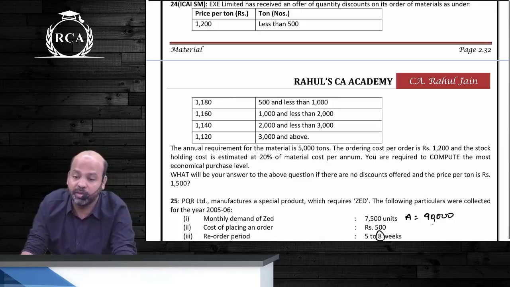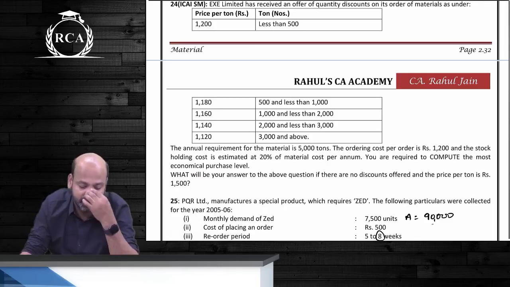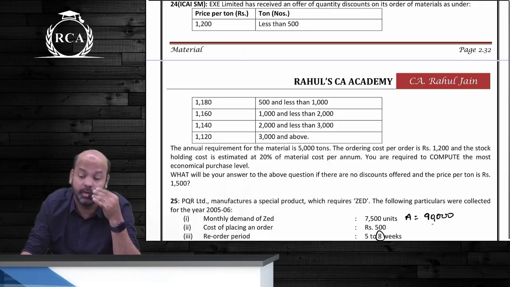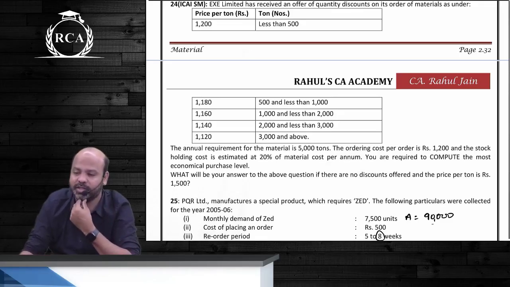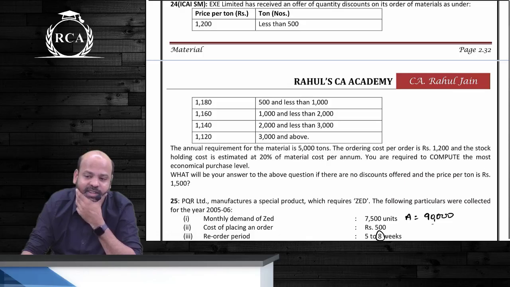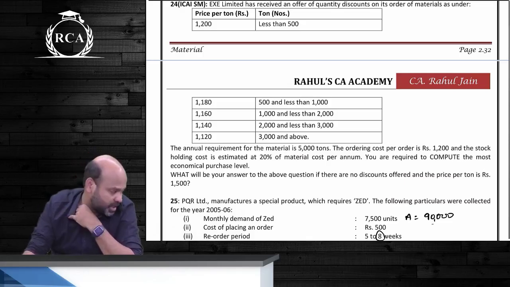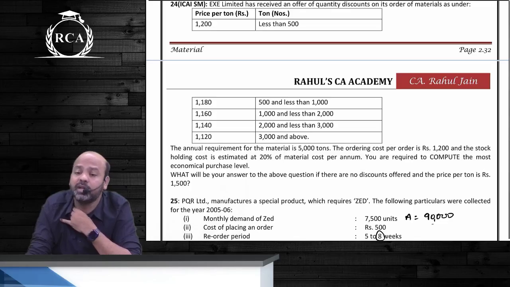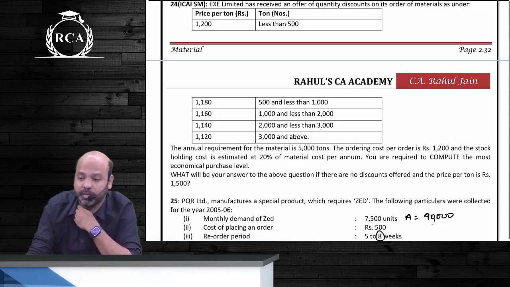So, Bharat, when they say most economical purchase level, what are we supposed to calculate? Bharat will answer. Read the question again, just the last 3 lines. Let the kids speak, Faraz. Yes Bharat. Economical purchase level, meaning, yes, EOQ is not the economical purchase level. Yes Faraz.